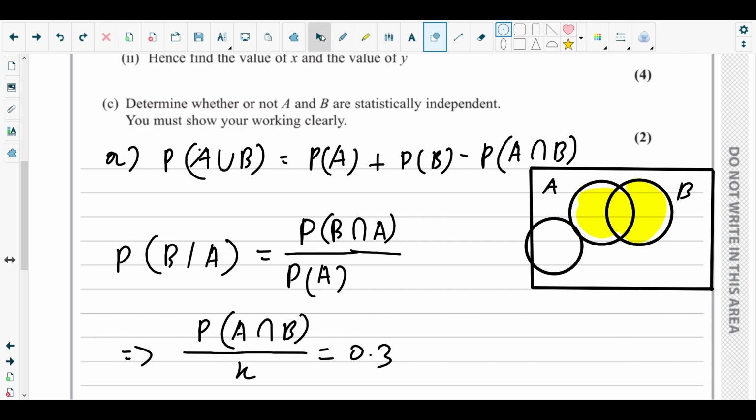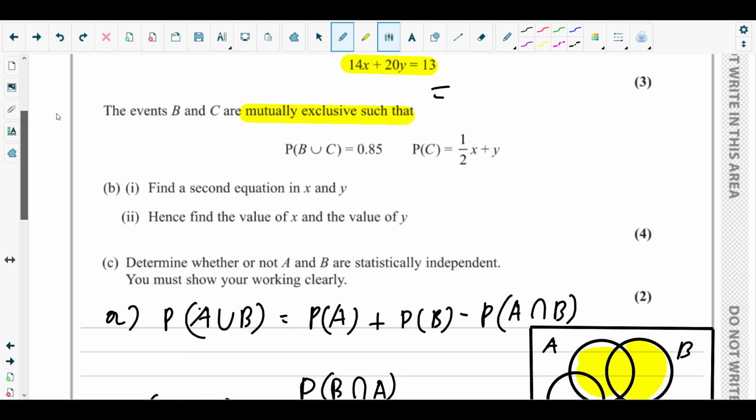Okay, so we don't know exactly whether A will have intersection with C or not, so we can consider it can be here. Since they didn't mention that A and C are mutually exclusive, we will consider they have intersection. So this is C, fine. But there should be no intersection between B and C because they are mutually exclusive. So B union C is given 0.85, and probability of C is given, this is half of x plus y, fine.